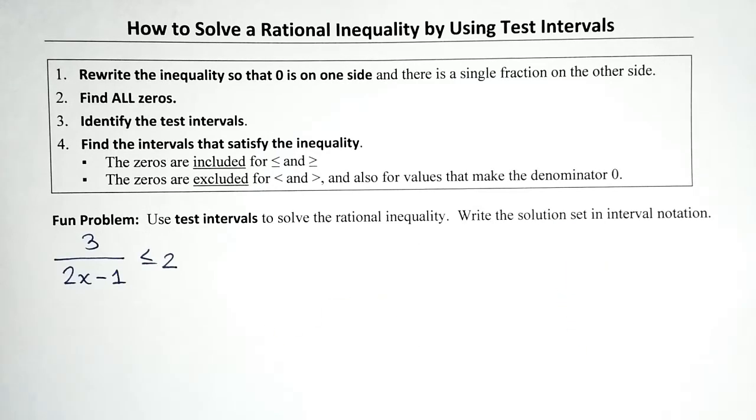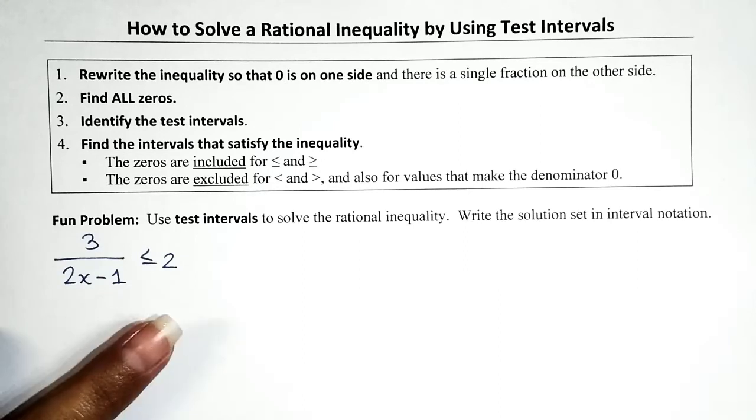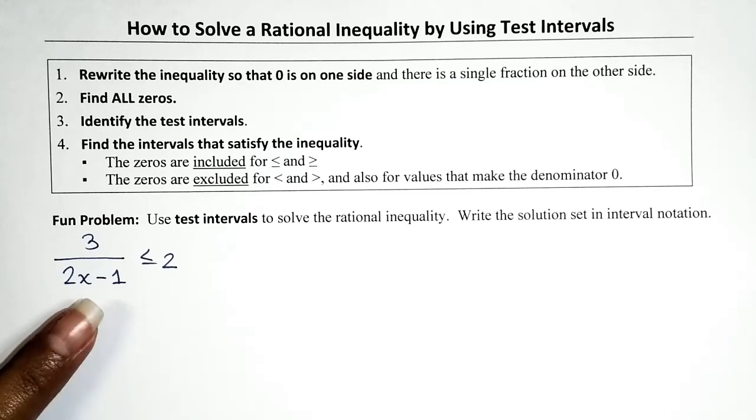How do we solve a rational inequality by using test intervals? It's a 4-step process. Let's take it one step at a time. Step number 1, fix it so you have 0 on one side. I don't care where the 0 lands, left or right. We just want 0 on one side and a single fraction on the other.